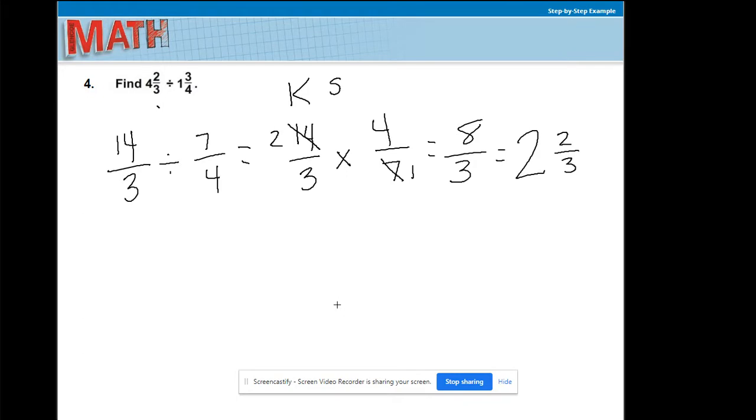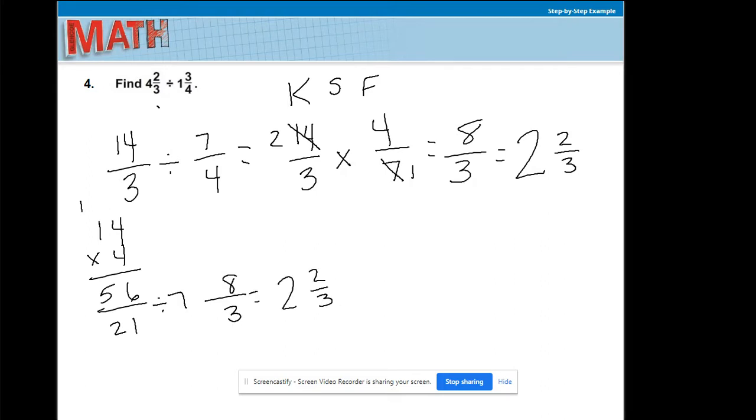Again, if you didn't want to cancel these out at first, you can multiply 14 times 4, which you're going to get 56, and then you're going to get over 21, and you can divide those both by 7, which then you're still going to get 8 over 3, which again you're still going to get 2 and 2/3. Okay, again I got 2 and 2/3 because I put 8 in the box, divided it by 3, which I said 3 goes into 8 2 times, which then we get 6, 2 left over, and we have 2 whole times, remainder, and denominator. Okay.